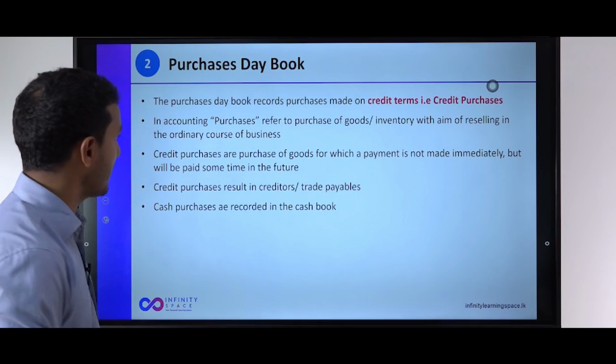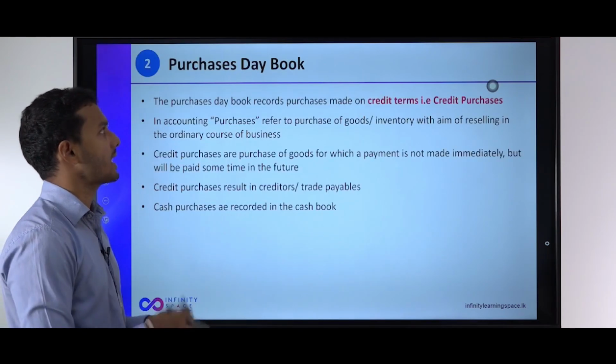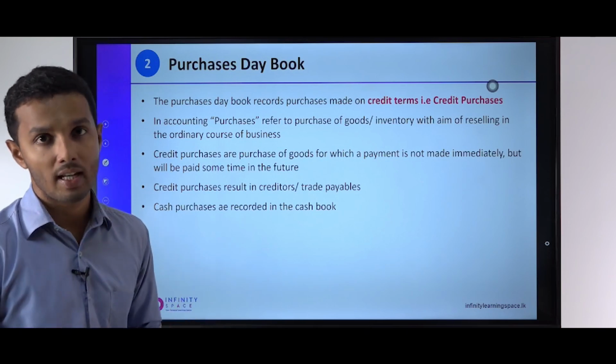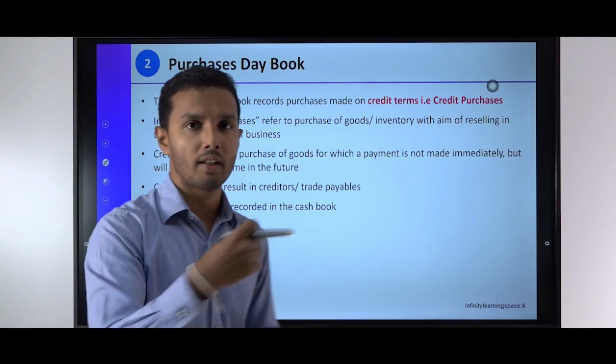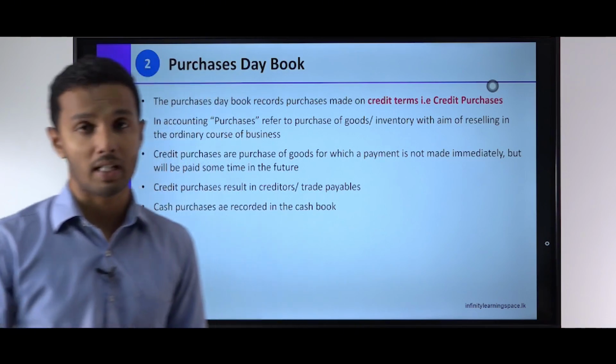Then the purchase day book, right? So sales day book is when we sell on credit, purchase day book is when we buy on credit. So when we want to buy raw materials or when we want to buy finished goods from a supplier to sell to our customers, right?